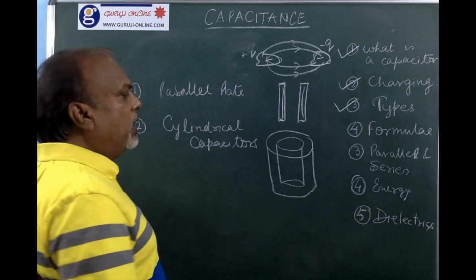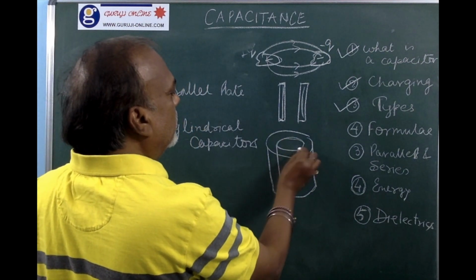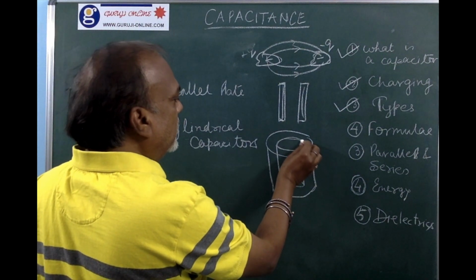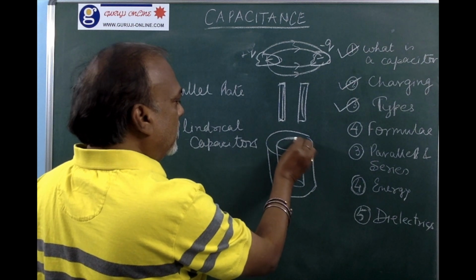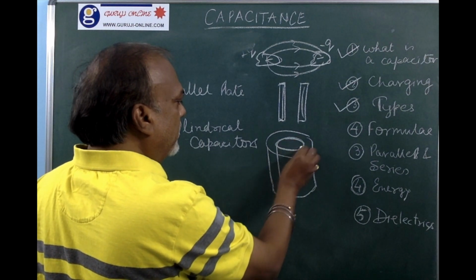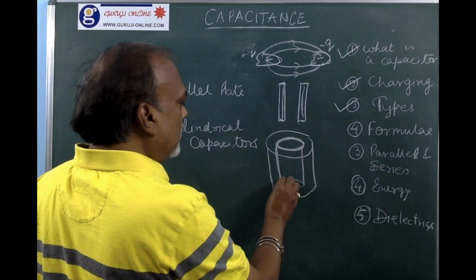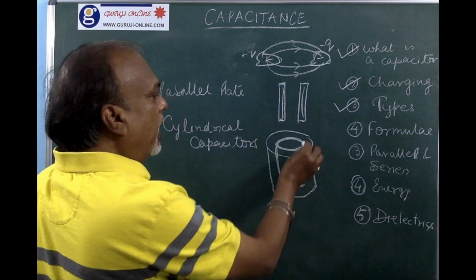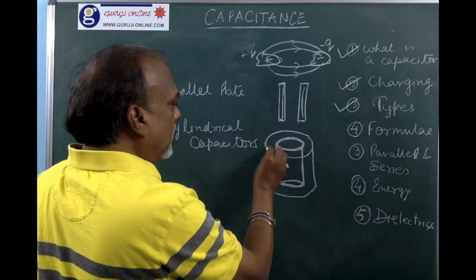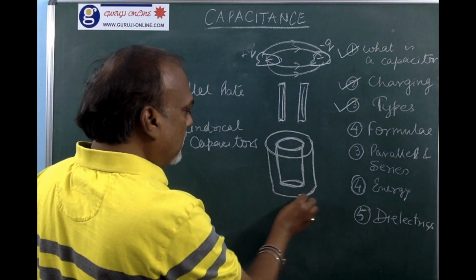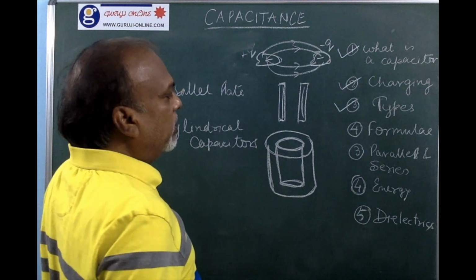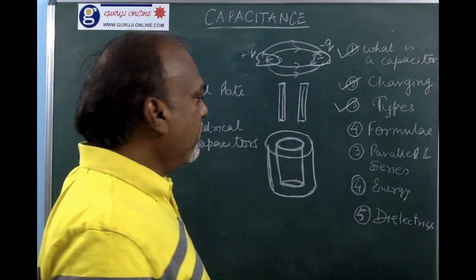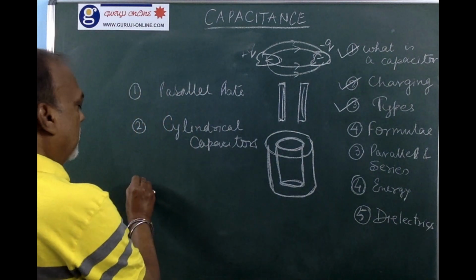This is a cylindrical type capacitor, where this inside surface is one plate, and the other one is the outer plate, and there is a gap between. Correct?